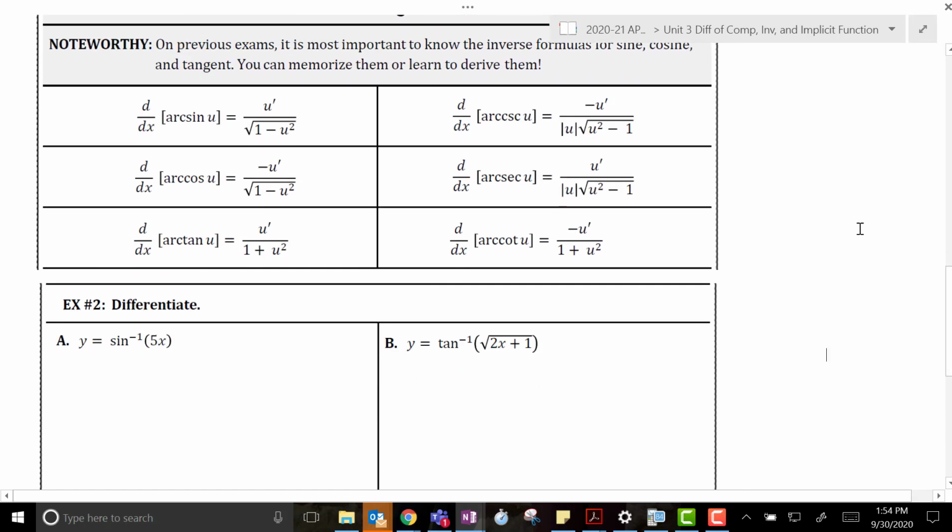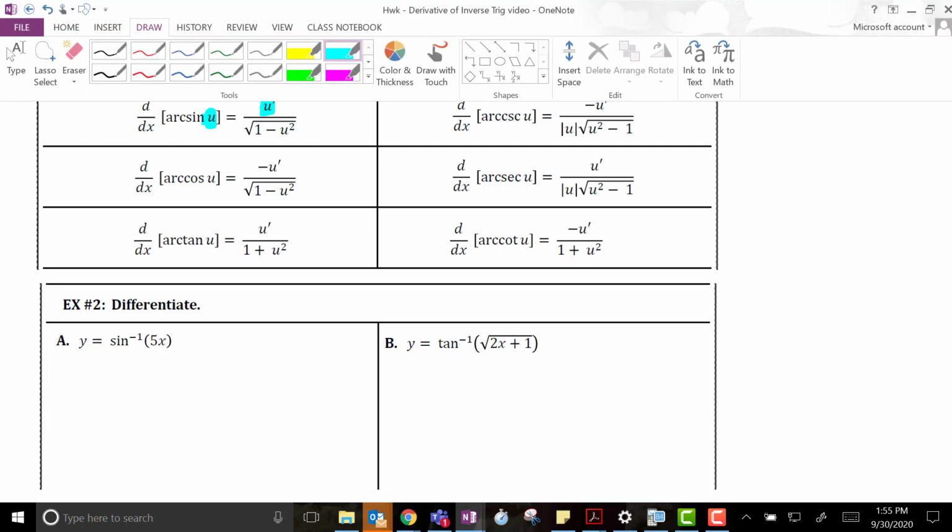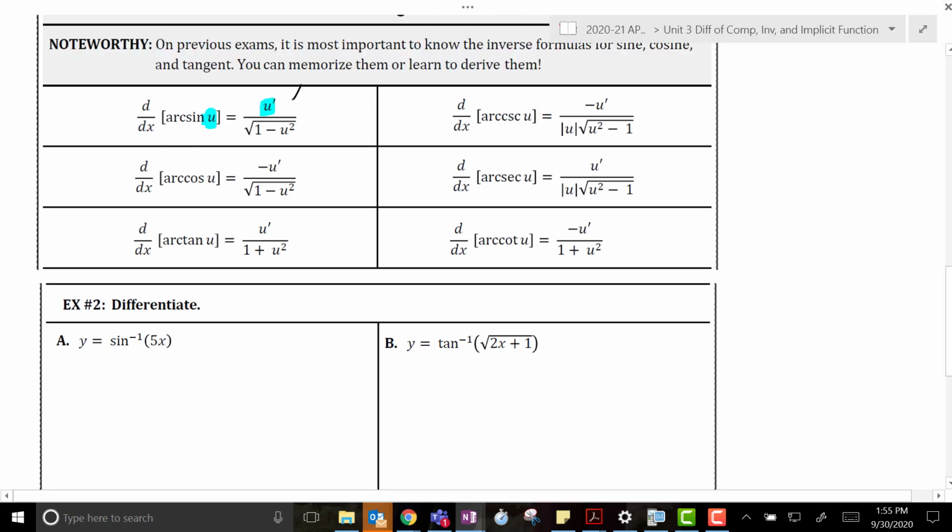So let's start to develop a trend here. If we take the derivative of the inverse sine of u, whatever the argument is, because it's not always going to be a beautiful, easy x, then the numerator of that derivative is going to be the derivative of that argument. So we're going to say, make sure that note means derivative.